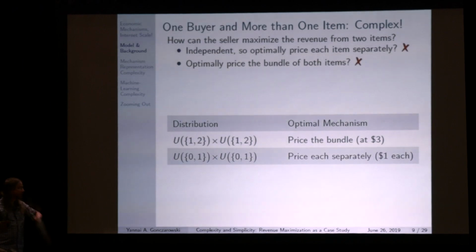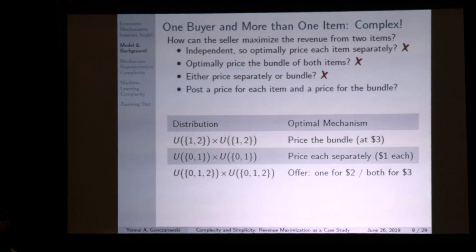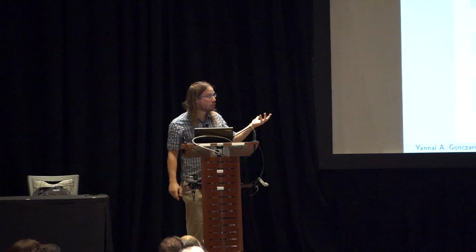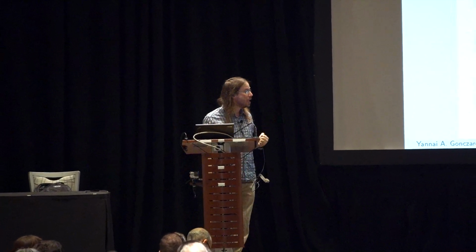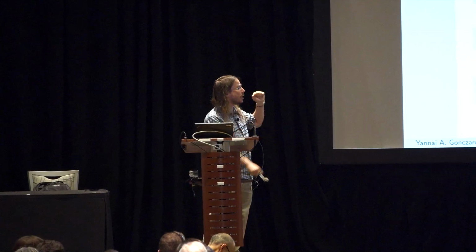So maybe optimally sell the bundle of both items. Turns out that if we slightly tweak the distributions, well, it's actually better to price each of them separately. So maybe price separately or bundle, take the best of the two. Turns out that with another slight tweak of the distribution, the best thing is to offer either one for $2 or both for a discount price of $3. So maybe I'm starting to grasp at straws here: post a price for each item and a price for the bundle. Turns out that with two items, unlike one item, you may have to offer lottery tickets. Each of these is the unique optimal mechanism.